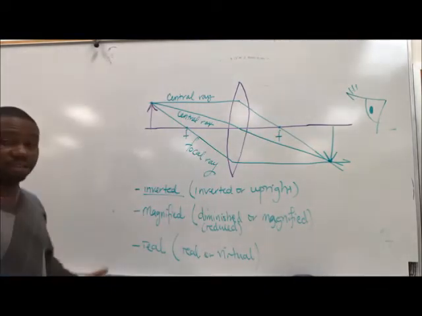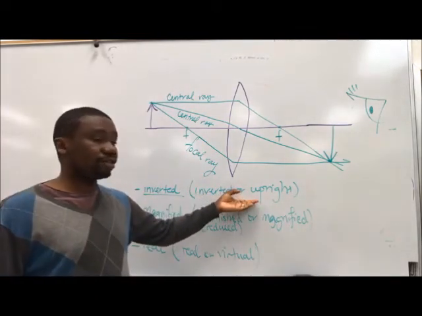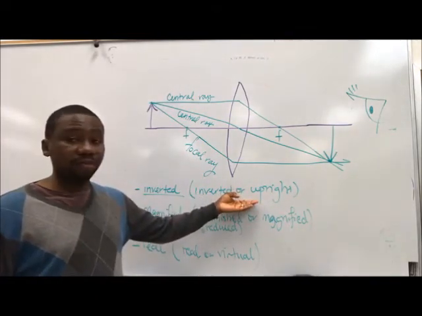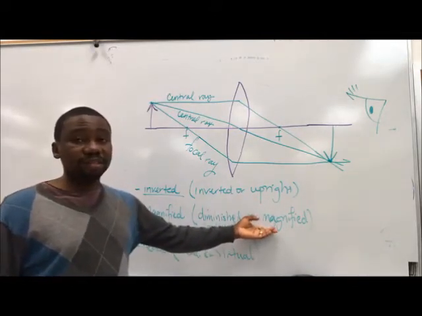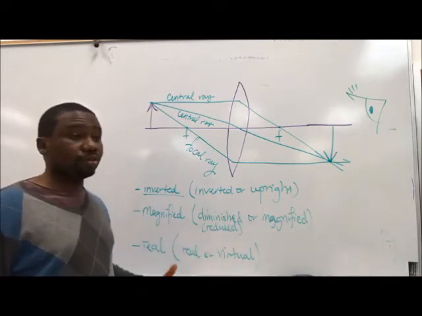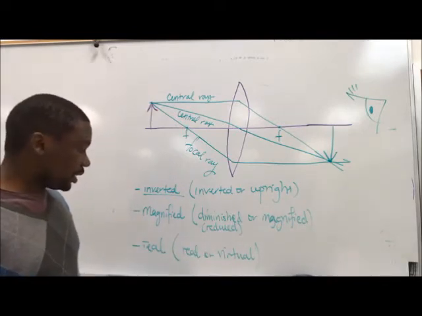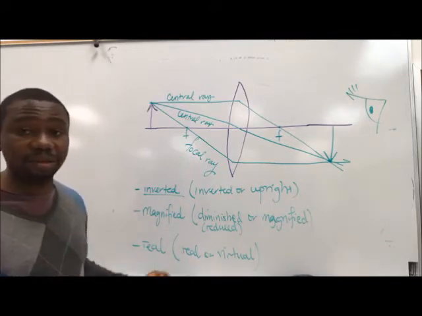And an image is described by three properties. The image can be inverted or upright. That has to do with the posture of the image. The image can be reduced or magnified. That has to do with the size of the image. And the image can be real or virtual. That has to do with, what term would we use here, the authenticity of the image.